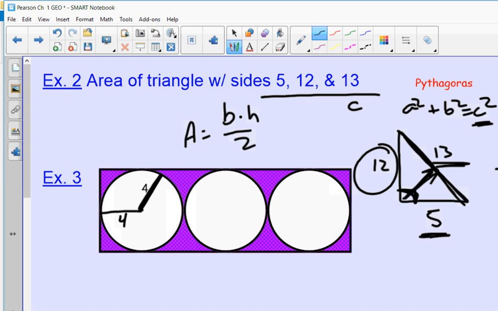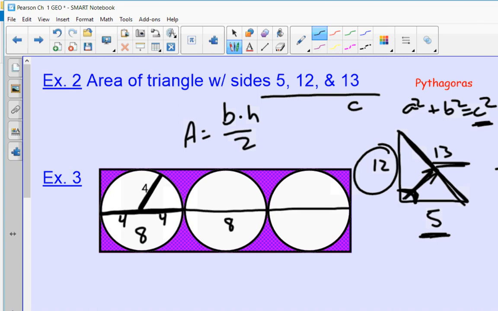Well, here's another radius. That should be 4. What they've now created really is called a diameter. If I've got 2 radiuses that create a line, that's a diameter. So that diameter is really 8. So that means that this has to be 8, and this has to be 8.